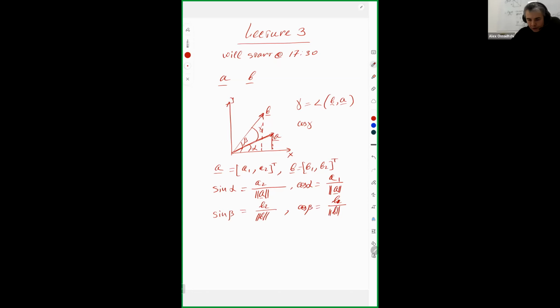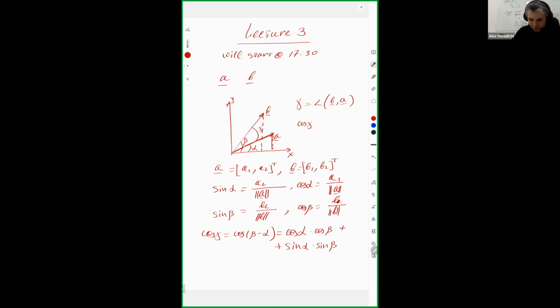Now we are interested in the cosine of gamma. According to the trigonometric expression which you probably all know, gamma is beta minus alpha, so cosine of gamma is equal to cosine of beta minus alpha. We have cosine of alpha multiplied by cosine of beta plus sine of alpha multiplied by sine of beta. This is just a simple trigonometric identity that you probably know from school.